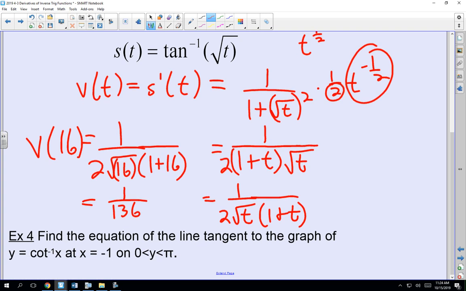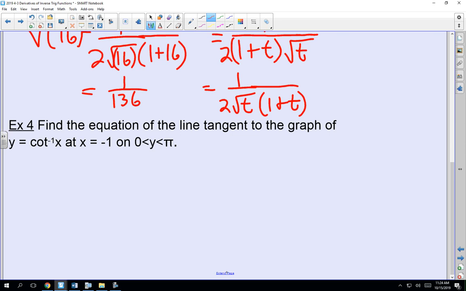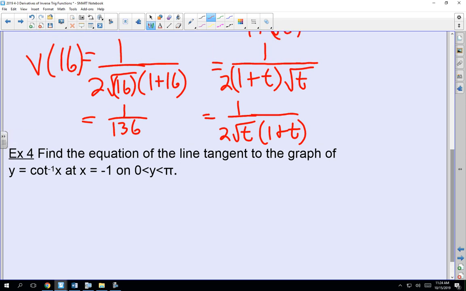All right, example 4. This is find the equation of the line tangent to the graph of y equals inverse cotangent of x at x equals -1 on the interval between 0 and pi. So we've got x equals -1. That's our x, x sub 1 is equal to -1. Let's go ahead and find our y sub 1, the specific y coordinate that goes with our x sub 1.